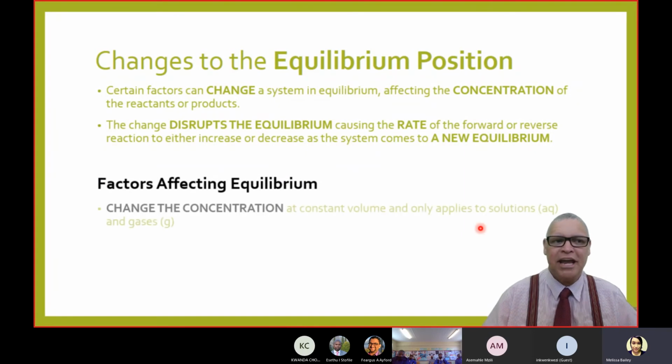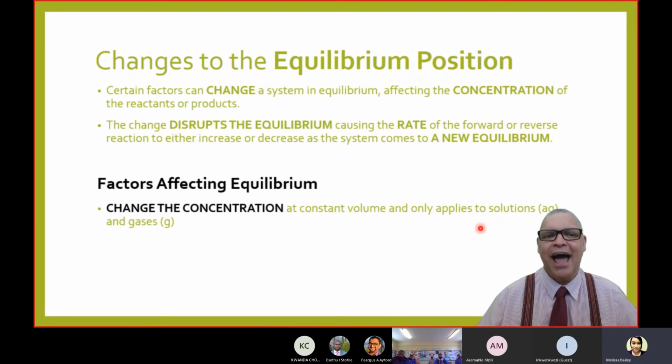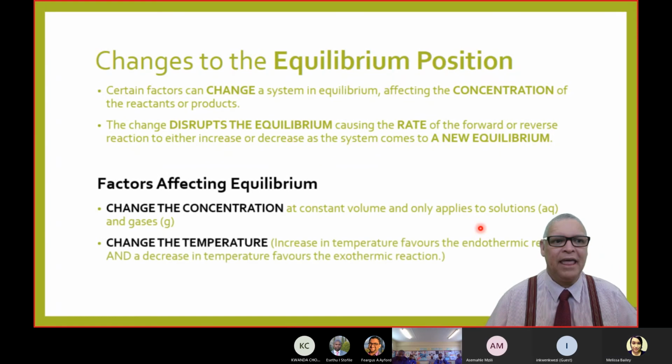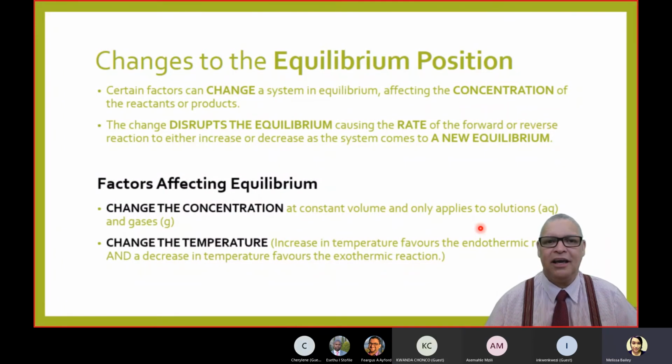There are 3 main factors. Firstly, changes to the concentration at constant volume, and this only applies to aqueous solutions and to gases. So if you got that point, the first one, changes to the concentration of aqueous solutions and gases. Next, change to the temperature. Now, when the temperature is increased, the endothermic reaction is favored. And when the temperature is decreased, the exothermic reaction is favored. So if you got that point, changes to the temperature.